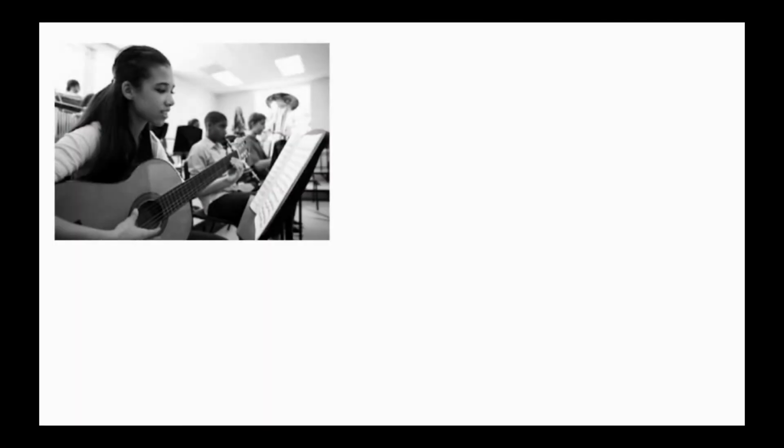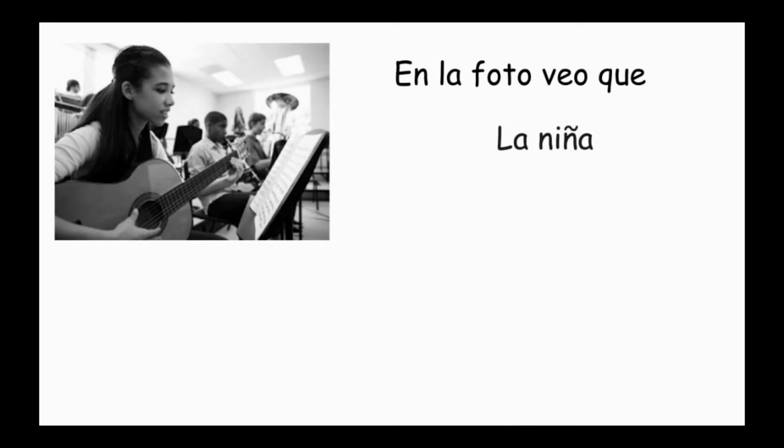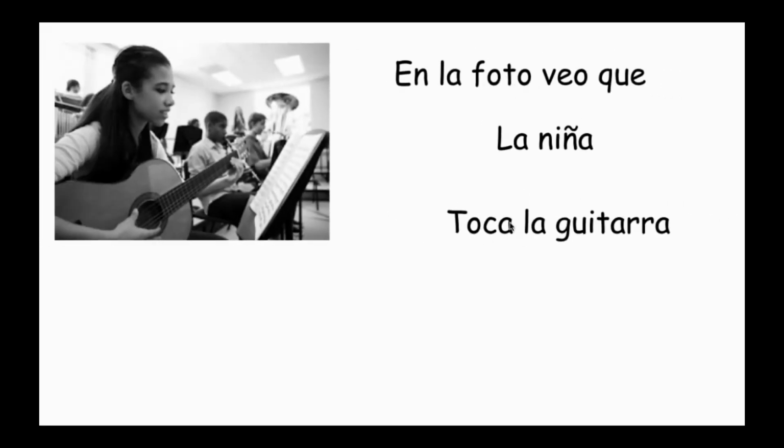In this photo, we can see a girl playing the guitar or looking at something as well. So we are going to start with the first tip, the sentence starter. En la foto veo que, in the photo, I see that. Then, because it's just one person, we're going to write down la niña, the girl. And toca la guitarra, plays the guitar. As you can see, we have removed the R of tocar because it's just one person.